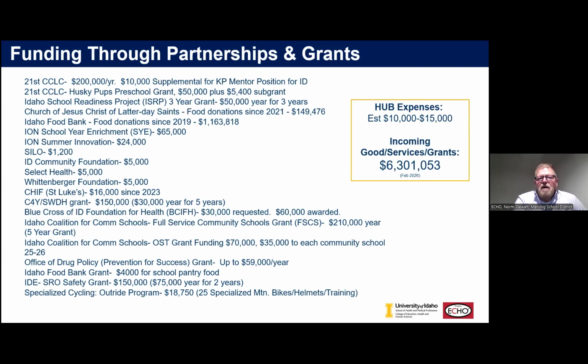And in turn, using those partners to bring in funds in order to make that happen. And this is where we are currently in regards to accessing resources and funding for all of our services and where we are in regards to our total amount of money that's been brought in order to make this work happen.